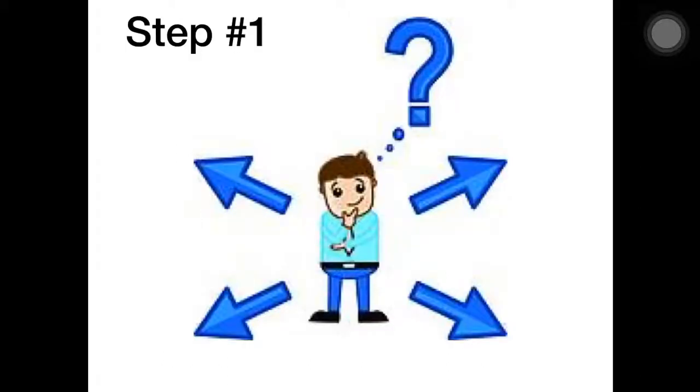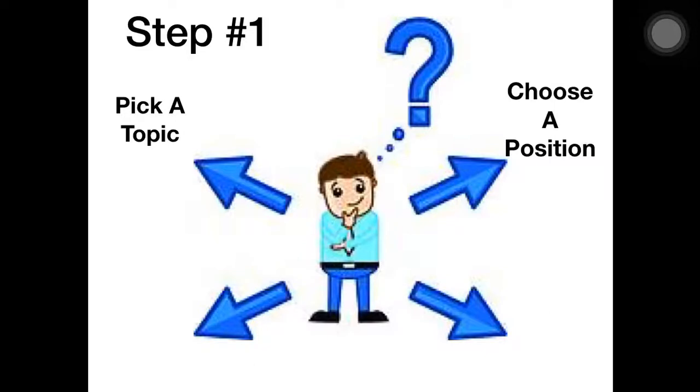Step 1. You will need to pick a topic. Obviously, this is going to have to be a topic that has somewhat two sides, and you want to feel rather strongly about this topic. Next, you're going to have to choose a position or a side. Again, it's really important here that you have a strong feeling about this topic and the position you're choosing.